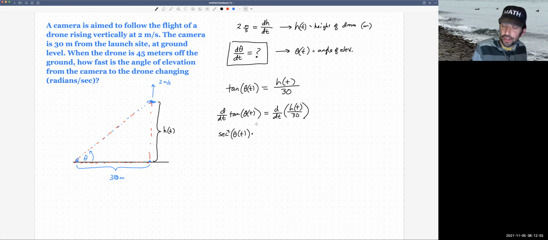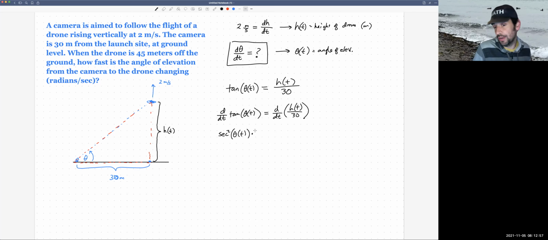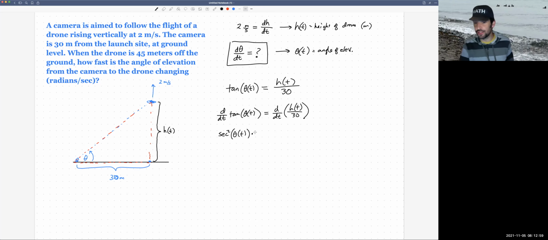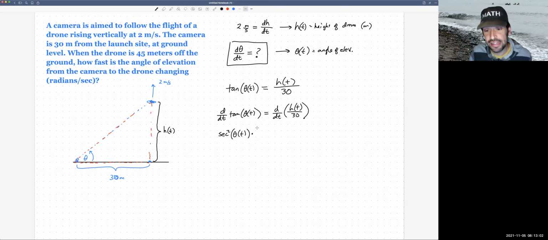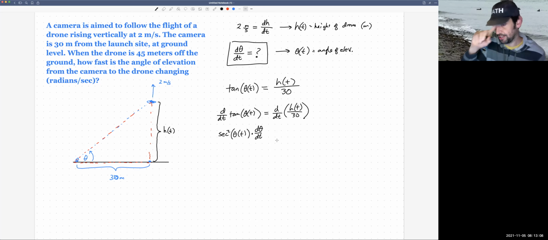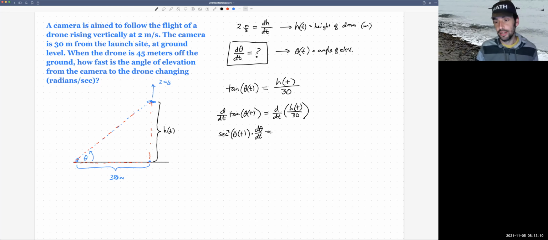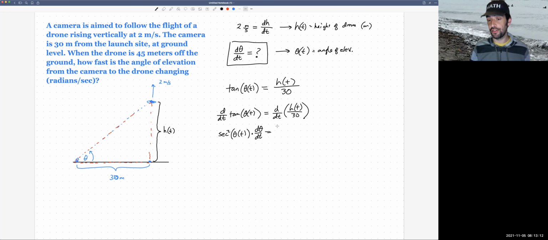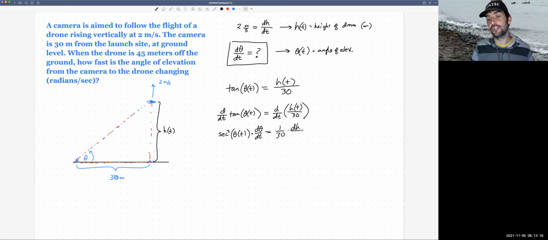What's the derivative of theta of t? Well, we don't know the function, but I have a symbol for the derivative of it. I called it d theta dt up here. Let's go with that for now. You can also use theta prime. I might switch to that in a moment. We'll see why. And then over here, the 1/30 can come out, and I've got my dh dt.